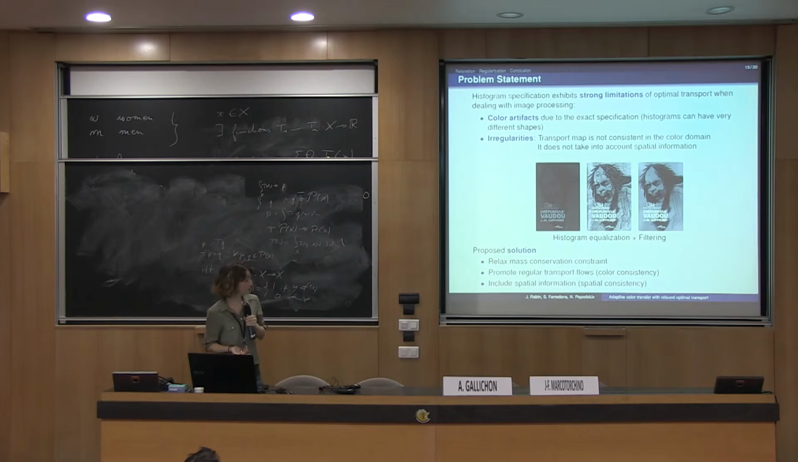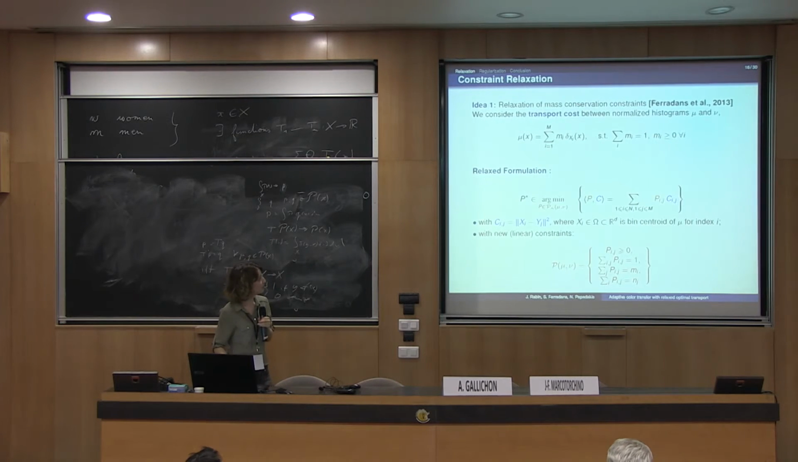Of course, as I said before, we are also going to need a relaxation of the mass conservation constraint, because we want to be dealing with different histograms and so on. So, first idea, relaxation. This is the definition that we had before. Now, we want to find the P matrix that minimizes this expression, and these were our constraints. These two are related to the fact that P has to be a probability, and these are related to the original histogram and the final histogram.